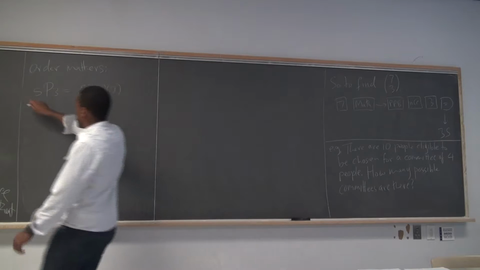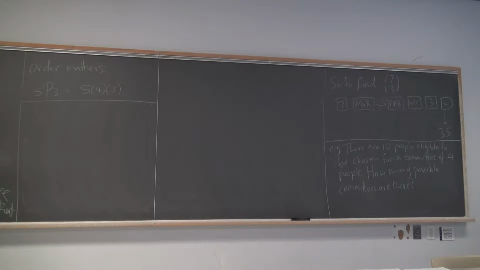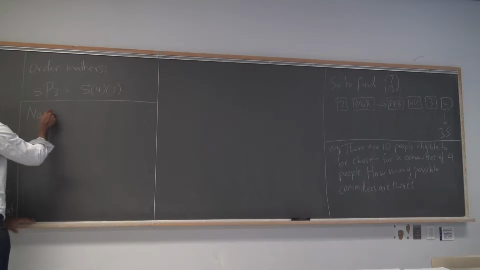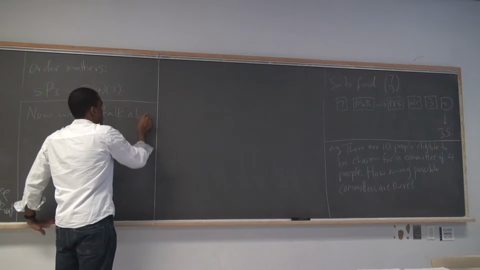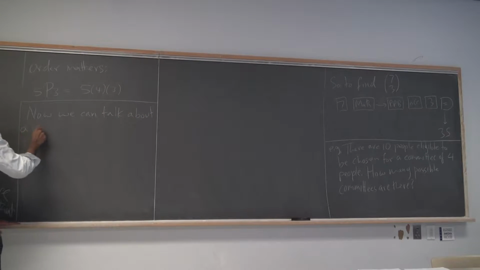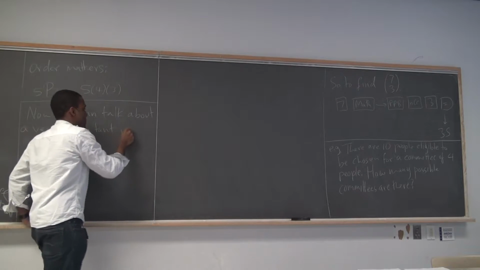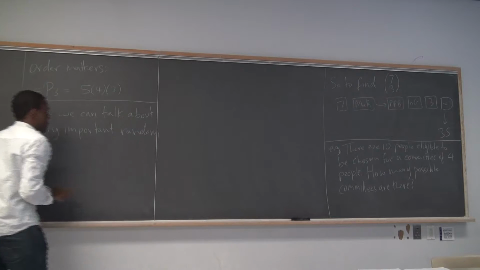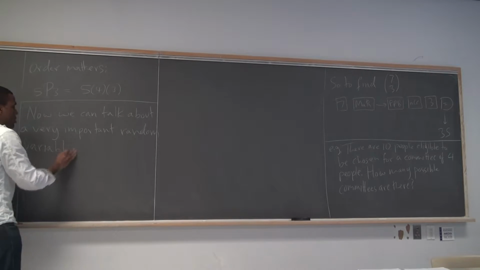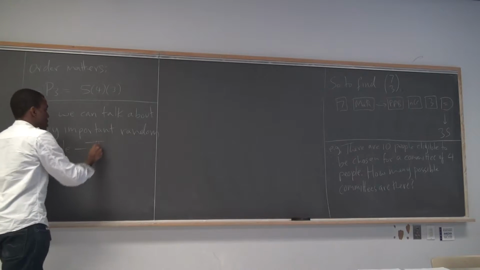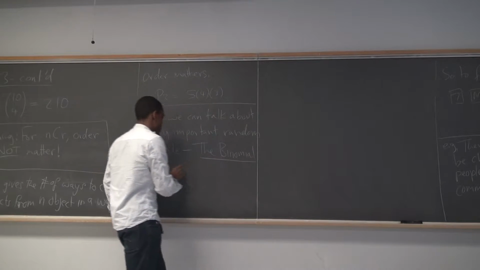With that in mind, now we can talk about the main thing I did want to talk about today, a very important discrete random variable. We're still in the discrete random variable case. It's called the binomial distribution.